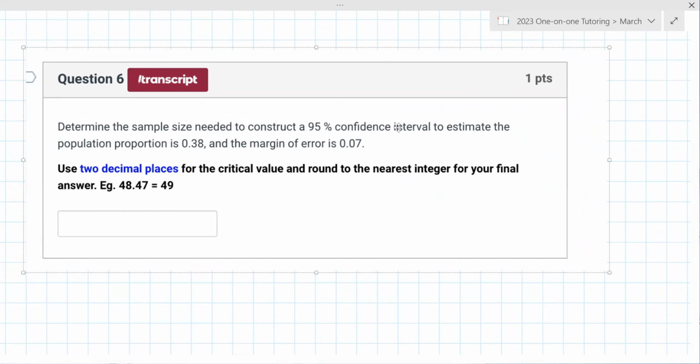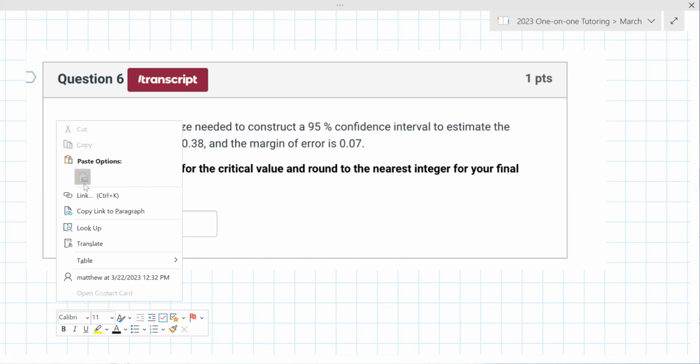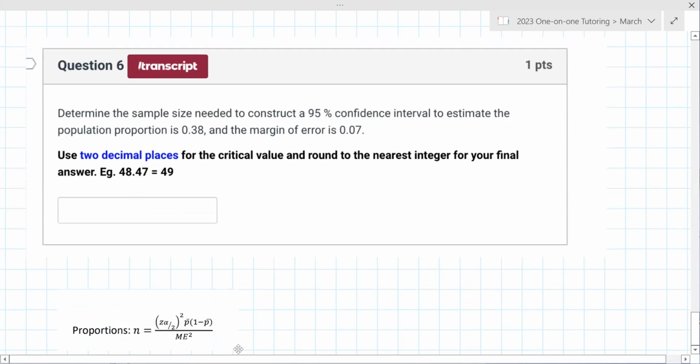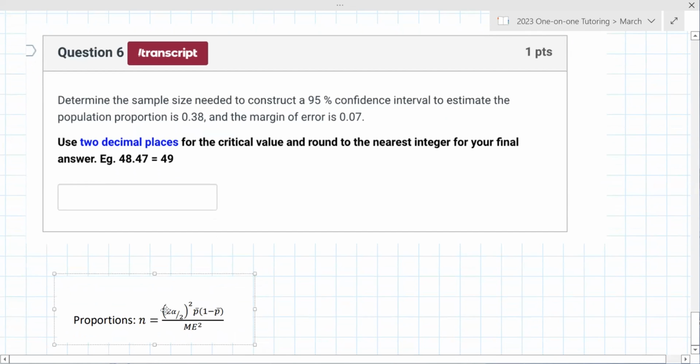All right, determine the sample size needed to construct a 95% confidence interval to estimate the population proportion is 0.38 and the margin of error is 0.037. We kind of did this earlier, but we didn't do it for a proportion. So let me grab the formula for that. It's most of the way down your page, the calculating sample size, but it's for a proportion. So it looks maybe more complicated than it actually is.